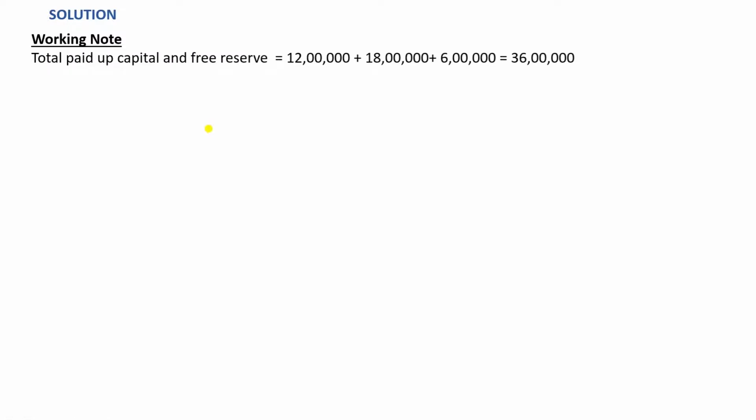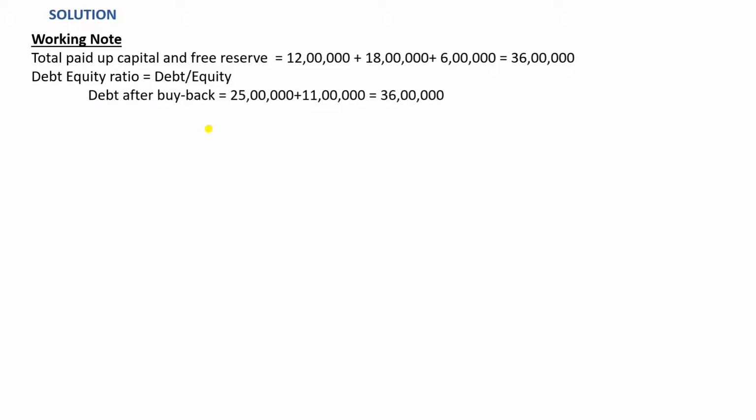First of all, we have to do some workings. Here, total paid up capital and free reserves are 12 lakh plus 18 lakh plus 6 lakh, that is 36 lakh. It is the equity shareholders' fund. Then debt equity ratio is equal to debt divided by equity. Here equity is 36 lakh, and debt, before and after buyback, remains the same: debenture 25 lakh and current liability 11 lakh, total 36 lakh.